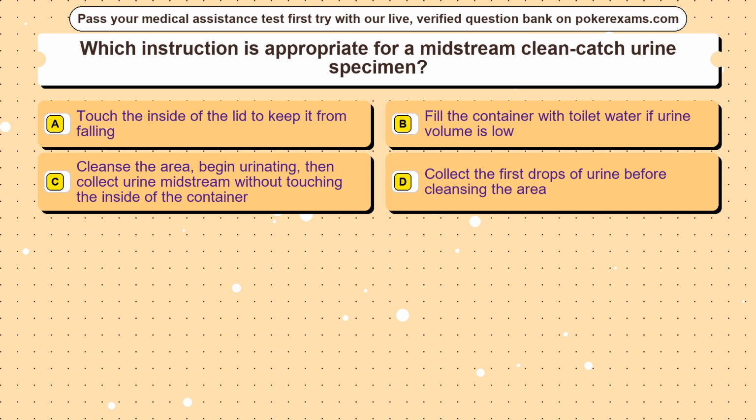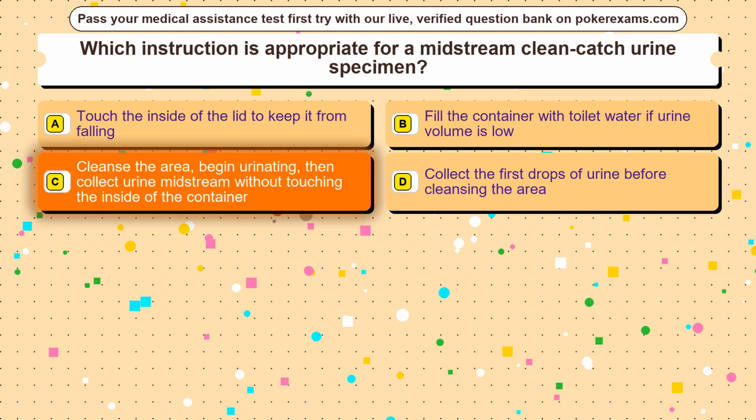Question 88. Which instruction is appropriate for a midstream clean-catch urine specimen? Option A. Touch the inside of the lid to keep it from falling. Option B. Fill the container with toilet water if urine volume is low. Option C. Cleanse the area, begin urinating, then collect urine midstream without touching the inside of the container. Option D. Collect the first drops of urine before cleansing the area.